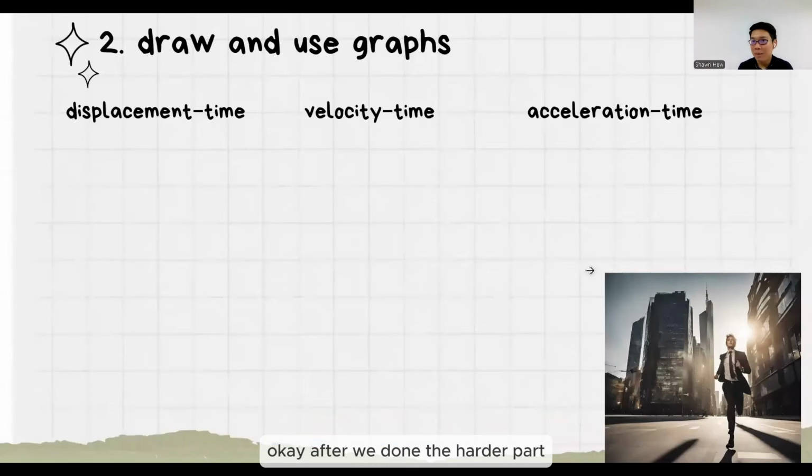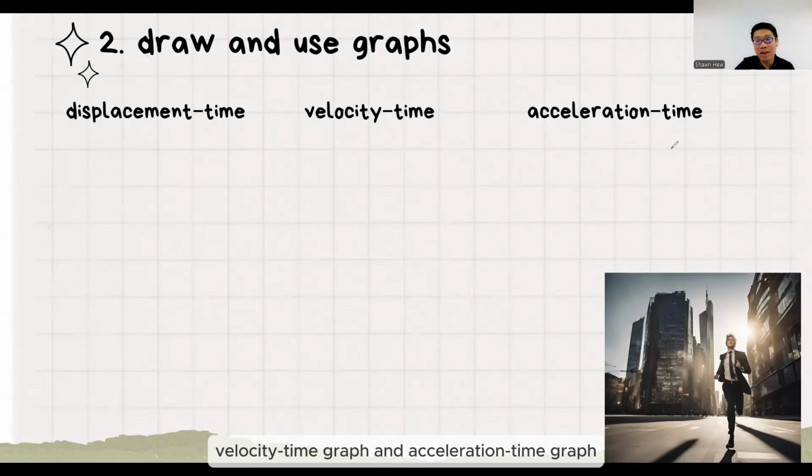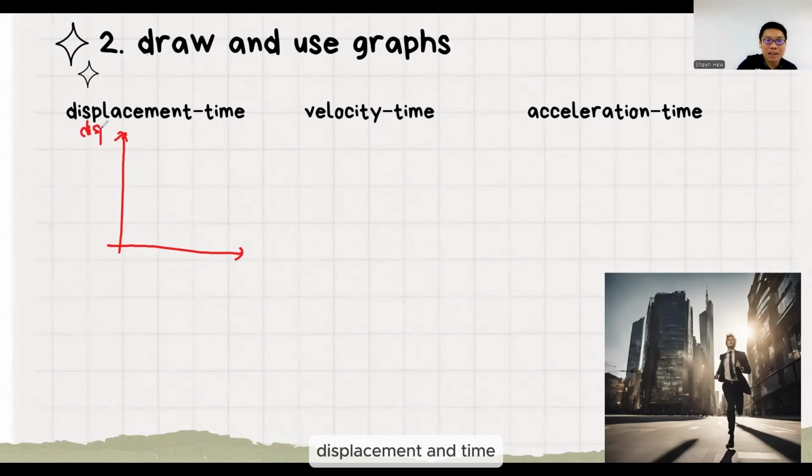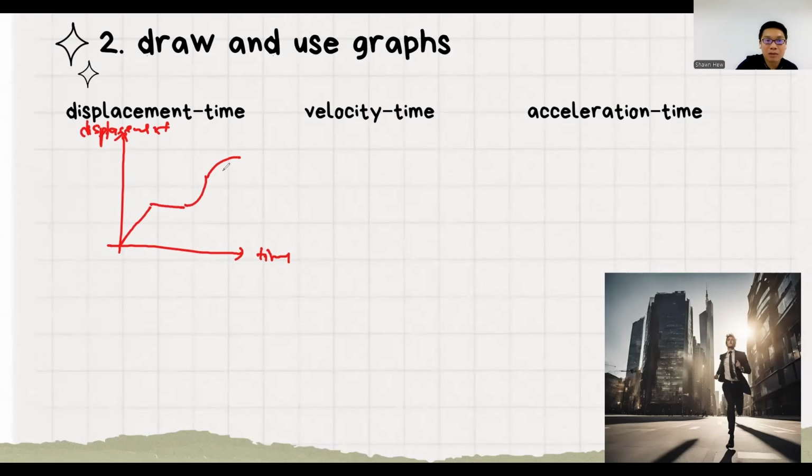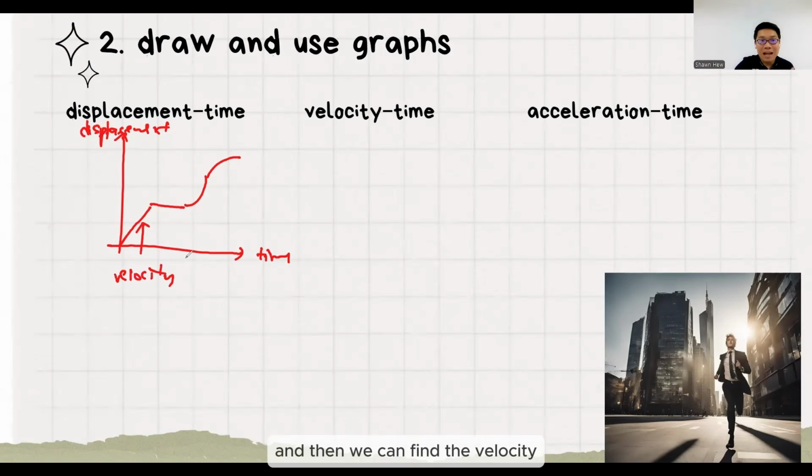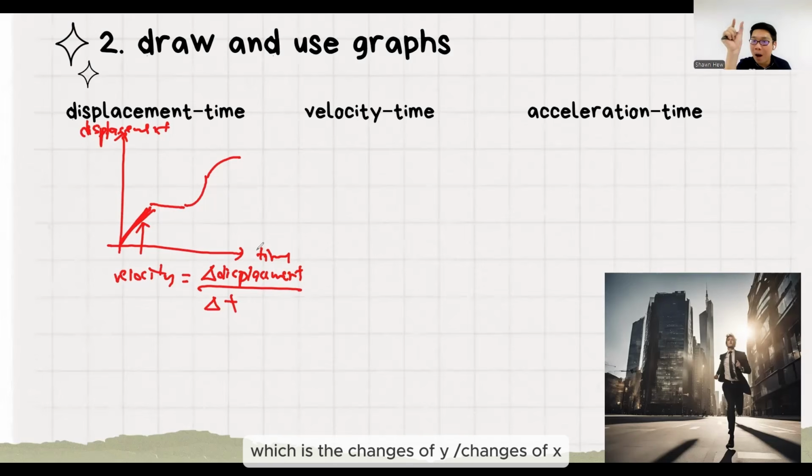Okay, after we are done with the harder part about differentiation and integration to find displacement, velocity, and acceleration, then we go to the part that we already learned in maths and physics, which is how to use and draw the displacement time graph, velocity time graph, and acceleration time graph. So revise back what we already learned, displacement and time. This shows you a constant velocity, and then we can find the velocity by using the gradient of this line, which is the change of displacement divided by the change of time, which is the change of y over the change of x. Then we can find the velocity.